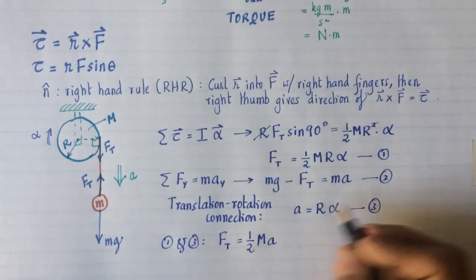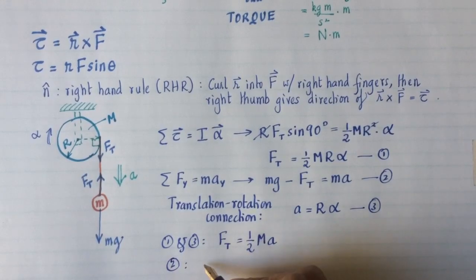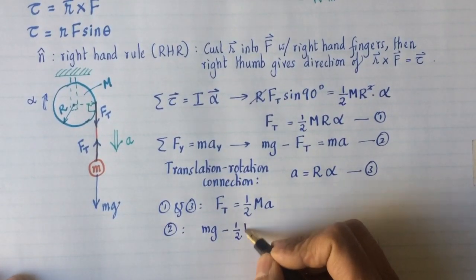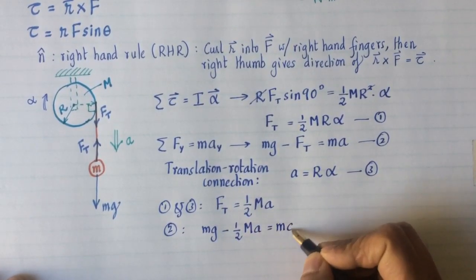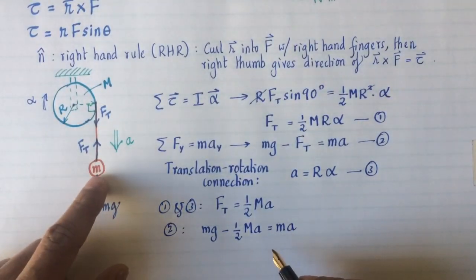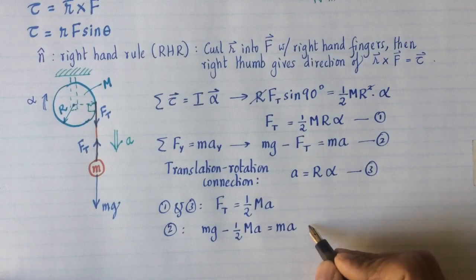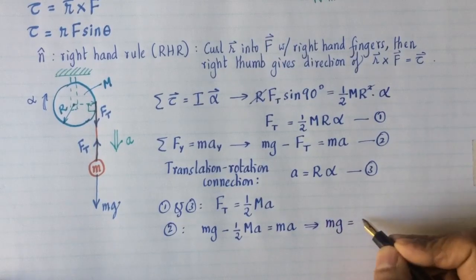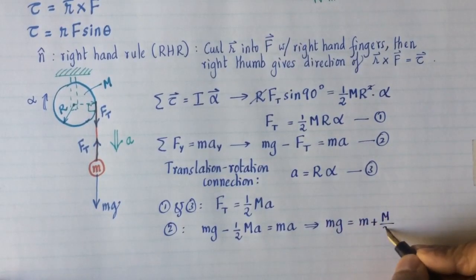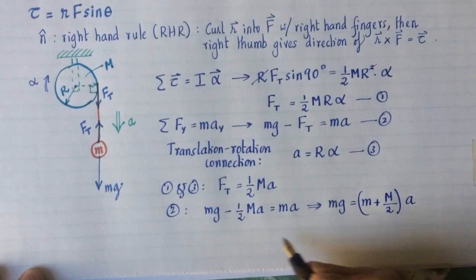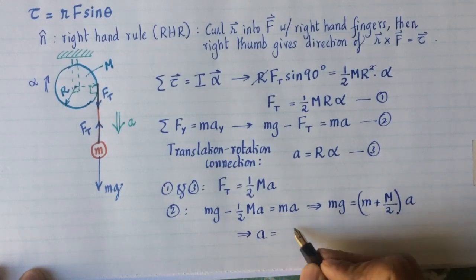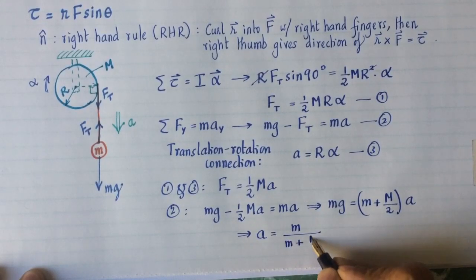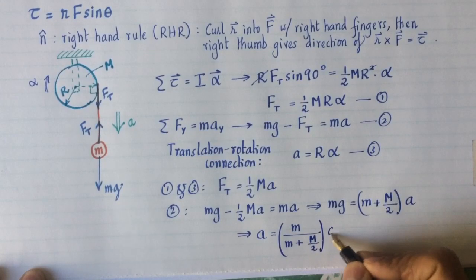So if I do that in equation 2, I get mg minus 1/2 capital M A equals little m A. Capital M is the mass of the pulley and little m is the mass of this thing pulling it down, making it rotate. So now we'll solve for A by taking it to the other side. I get mg equals little m plus capital M divided by 2, times the acceleration, and this gives us the acceleration equals little m divided by little m plus capital M over 2, times g.